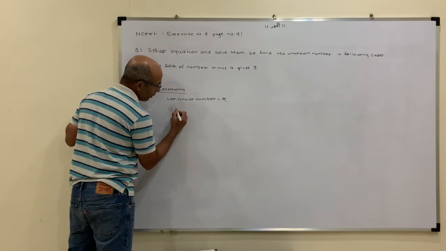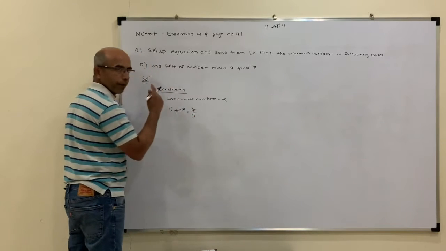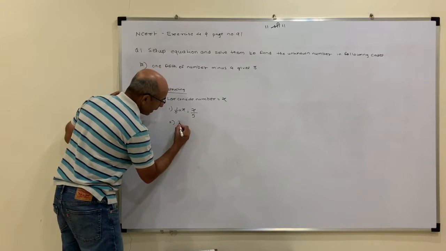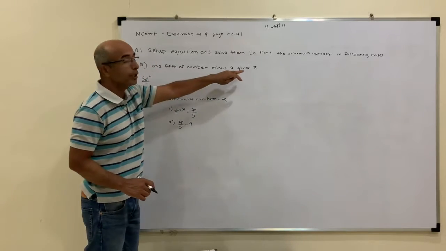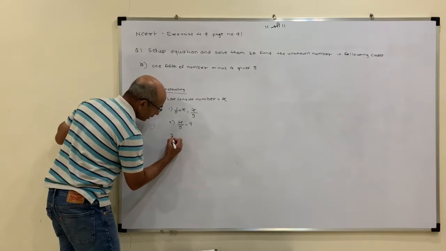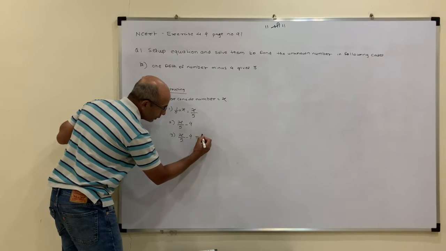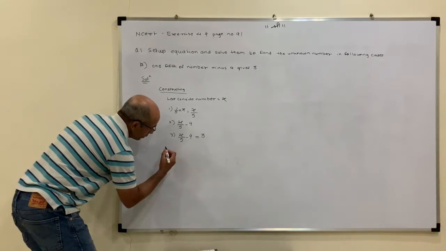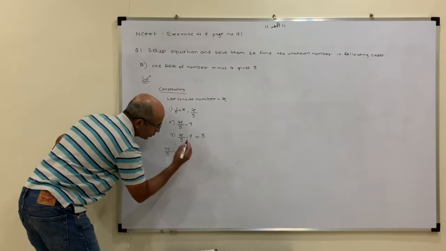Now what it says, 1/5 of the number. So first step, 1 upon 5 into x, that's equal to x divided by 5. Then what they say, minus 4. So my next step, x divided by 5 minus 4. And third, what they say, gives 3. So in the third step, it will be x divided by 5 minus 4 equals 3. Now we are going to solve this equation. So x divided by 5 minus 4 equals 3.